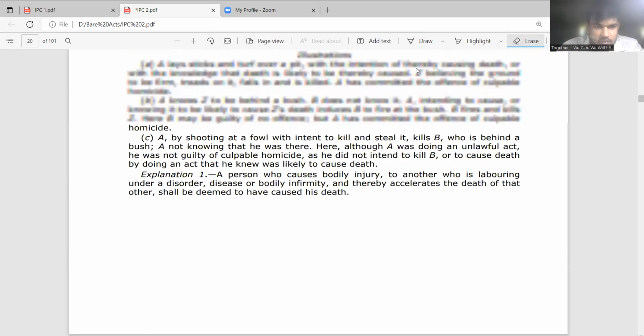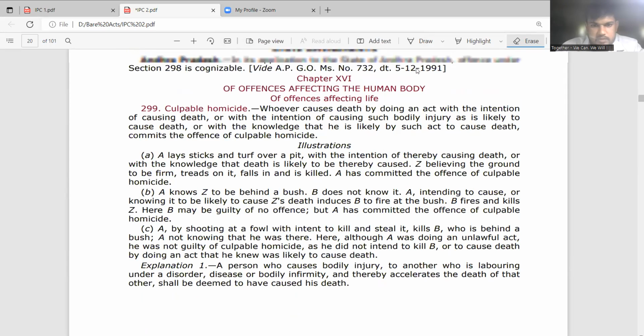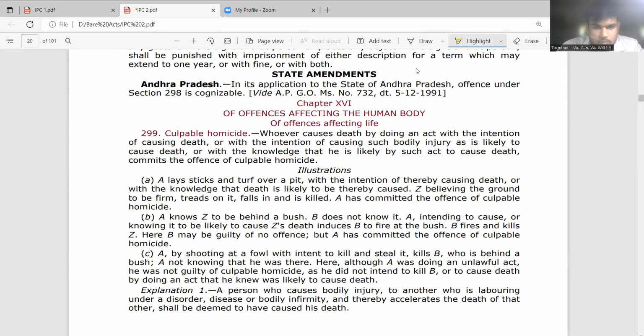Let's come to section 299 first once again. Section 299 talked about whoever causes death. What does it say? Whoever causes death by doing an act. Remember, here they have mentioned by doing an act. I relate it today to murder. So remember this thing. Whoever causes death by doing an act with the intention of causing death. Yesterday also I told you that this is the first part of section 299.